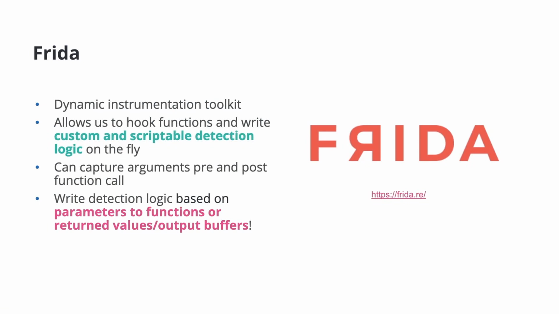A lot of the proof of concepts I'm going to show shortly use Frida, which is essentially a binary instrumentation framework, but I will show native Windows telemetry where appropriate. The really awesome thing about Frida is it allows us to write custom and scriptable detection logic on the fly. Because it's a hooking framework, we can analyze arguments pre and post function call and make decisions based on parameters passed to functions or what's returned. This can be very powerful for prototyping detection logic very quickly.